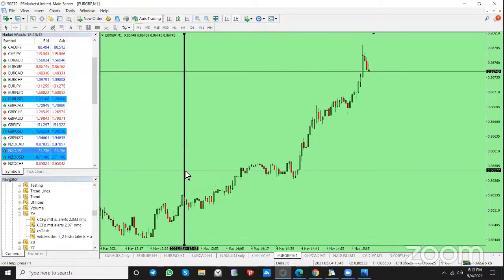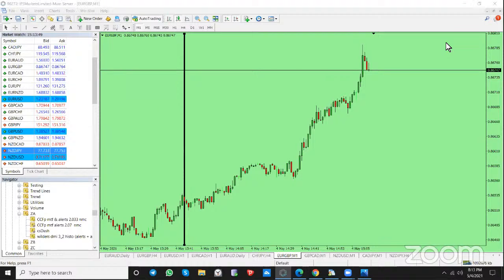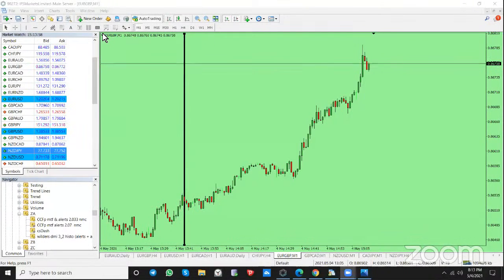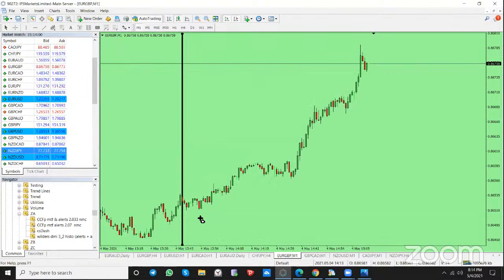At 1345, this is my server time. I'll wait for a reversal price action. Again, what I need to see is price going up, down, up, down, up, down, right? It's just a usual trend movement. So what do I have? This is what I get.